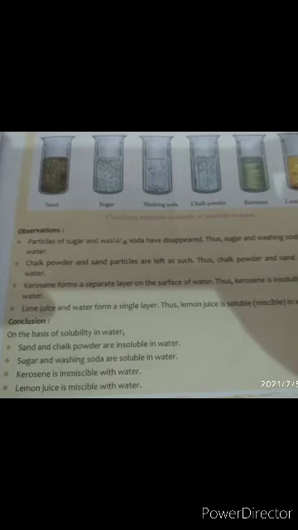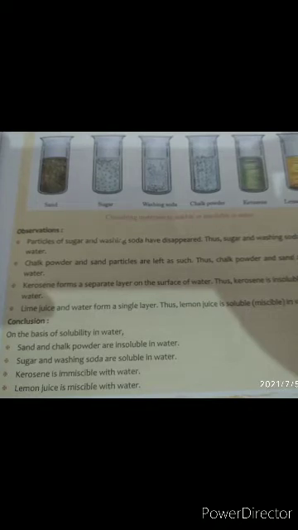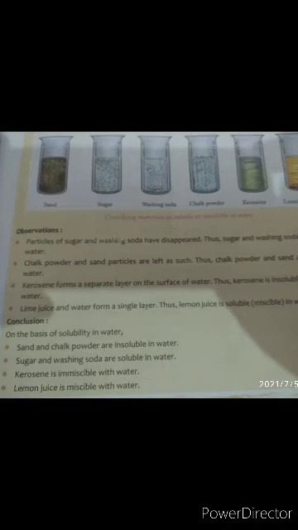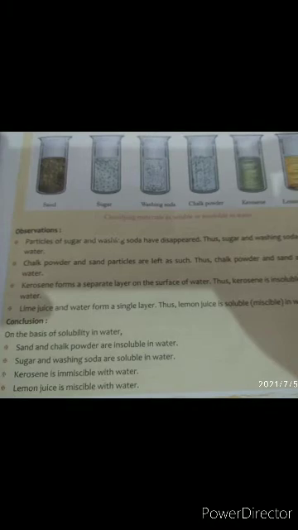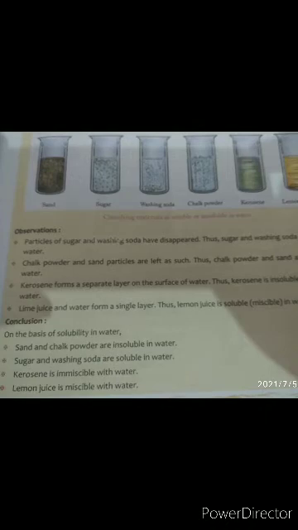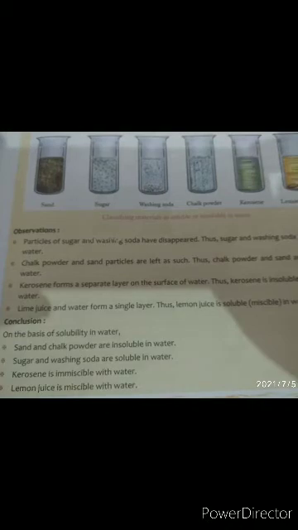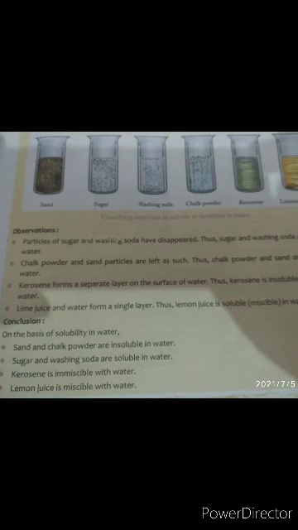We need six test tubes here, and in each test tube take half water. In one test tube add sand, in the next sugar, in the third washing soda, in the fourth chalk powder, in the fifth kerosene, and in the last lemon juice. Add these things to the water, mix it, and keep it for a few minutes. After that, observe what we can find.